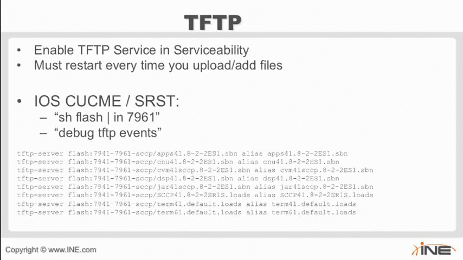In IOS, we can always do a show flash piped to include whatever phone load type or name or something like that if we want to see files that are specific to that. And then we can add those manually. So we can say tftp-server in config mode, the name of the path, and then the name of the file. And we can also use the alias command to make them look like they appear in the root directory, because when phones ask for firmware files, they don't ask for them through TFTP with any directory structure.